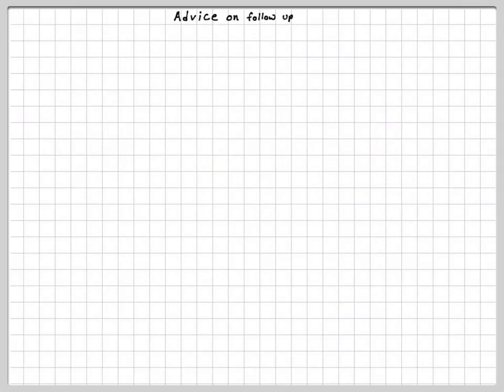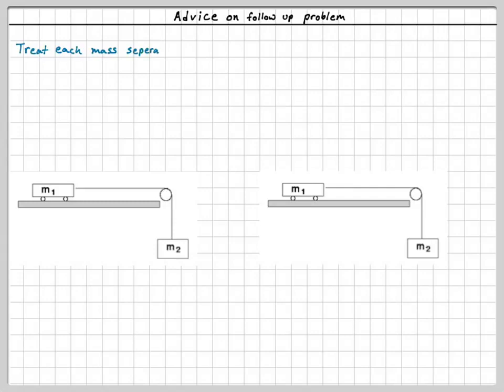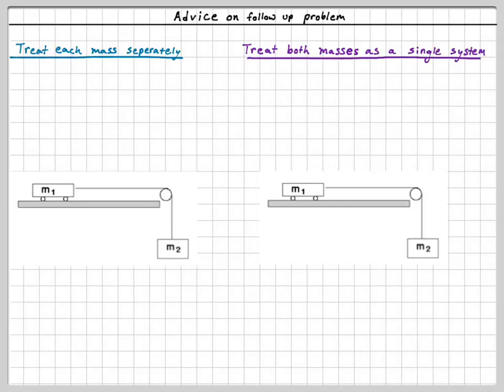On your follow-up homework problem, I'm going to show you how to set up this homework problem from both methods that we talked about. So how you would set it up if you wanted to treat each mass as a separate system versus how you would set it up if you wanted to treat both masses as a single system.